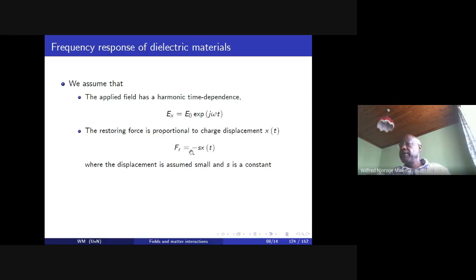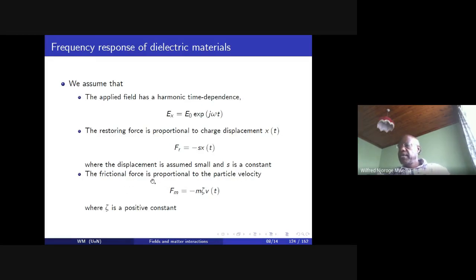So the restoring force will be proportional to the charge displacement x of t, and it will be given by Fr equal to minus S x of t, where S is the stiffness, which is like a spring constant connecting those two values. That is the concept of proportionality between the force and the displacement for the Coulombic attraction. We are assuming that x is small, and S will be a constant.